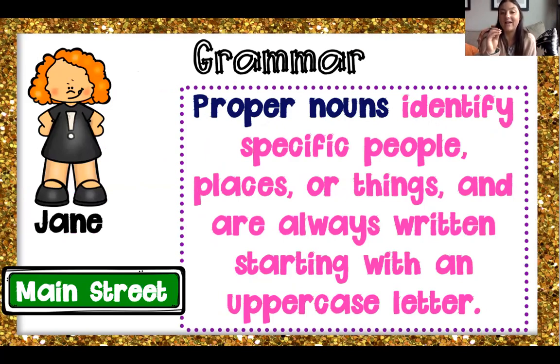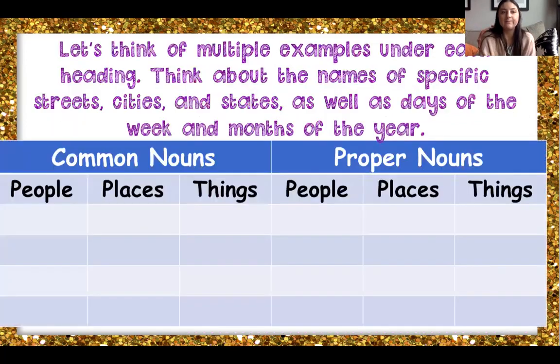Proper nouns identify specific people, places, or things, and are always written with a capital letter. Okay, so instead of girl, I know exactly what girl I'm talking about. It's Jane. Jane's name is written with a capital letter, just like all of your names are written with capital letters because you're important people. I know who we're talking about. I could say that my dog is in the street, but that would not help you. You would not know what street they're on. A proper noun tells you exactly which one you're talking about. Main Street. See how they are capitalized.